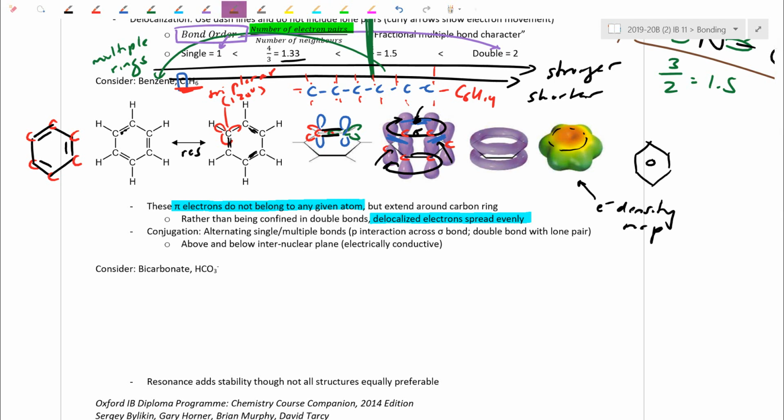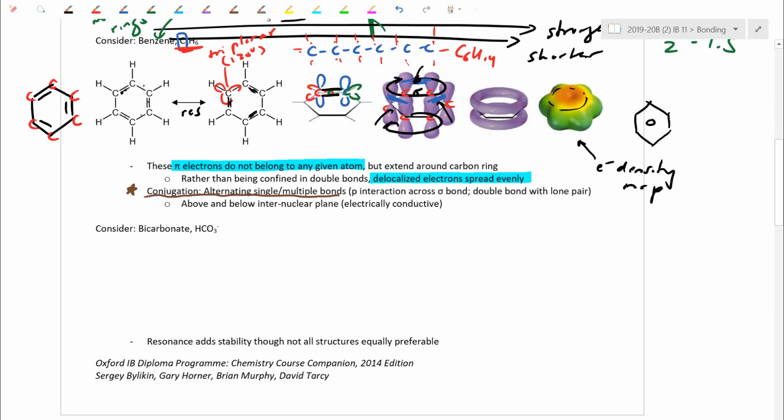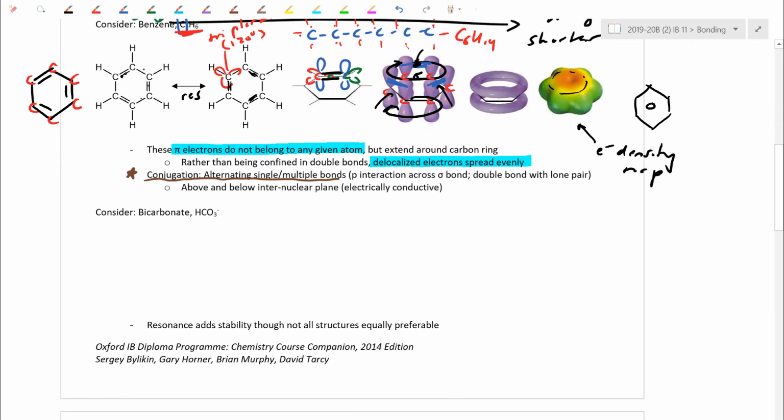Molecules like benzene demonstrate this property called conjugation. Conjugation has this pattern of alternating single, double, single, double, single, double. We're going to learn next year that this actually allows it to absorb radiation. And electrons are in these p orbitals and they can actually swim around the ring. Benzene is going to be electrically conductive.